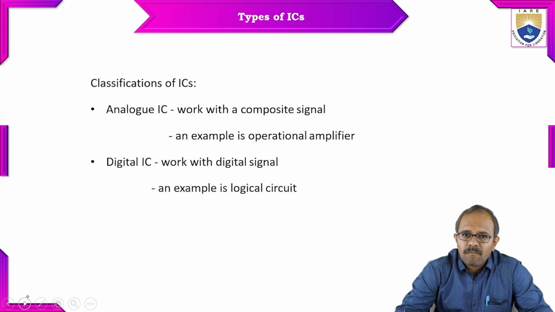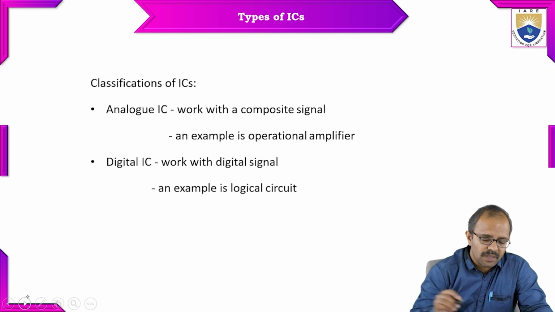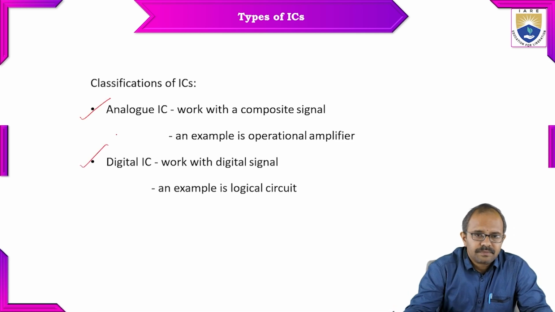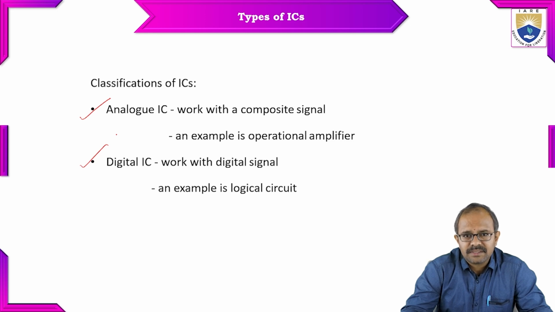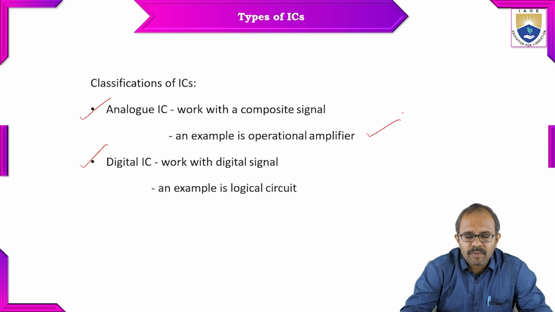Fine. What is the classification? How many types of ICs are available in the market? Broadly there are two types. One is going to be the analog IC and the other is going to be the digital IC. So what are analog ICs? They work with some composite signals, and the best example is going to be the operational amplifier. We will discuss and talk about it later.